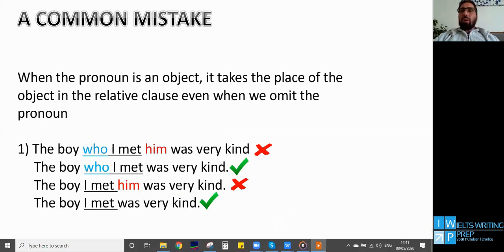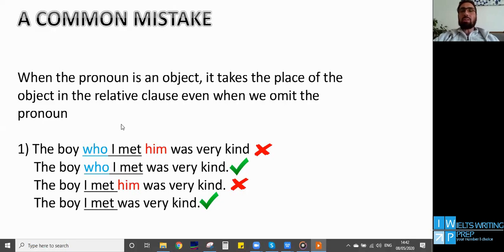So here we also have a common mistake. The boy, who I met him. So here, who is the object referring to the boy. When we have the relative pronoun as the object, the relative pronoun takes the place of the object. So who I met, and we drop the object when who, that, and which is used as an object. The boy who I met was very kind. So this is a common mistake.